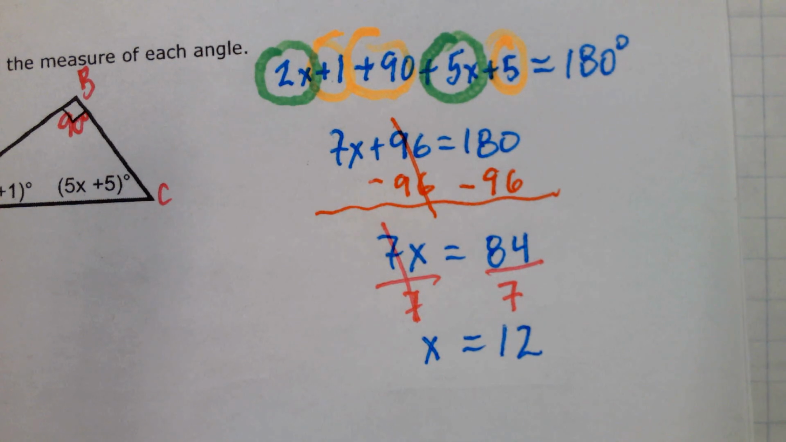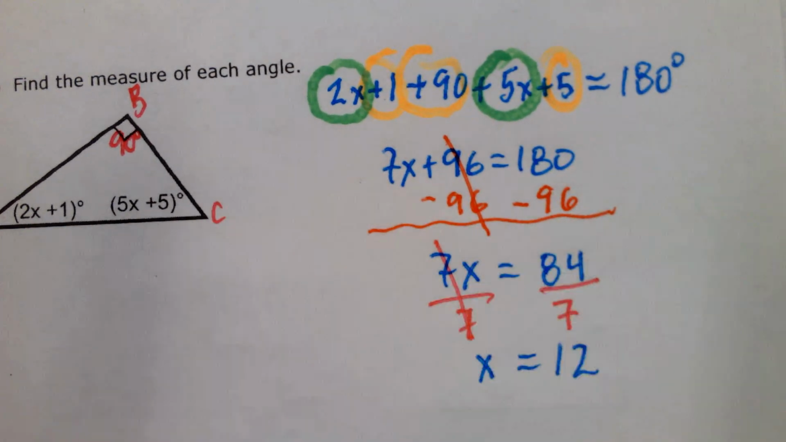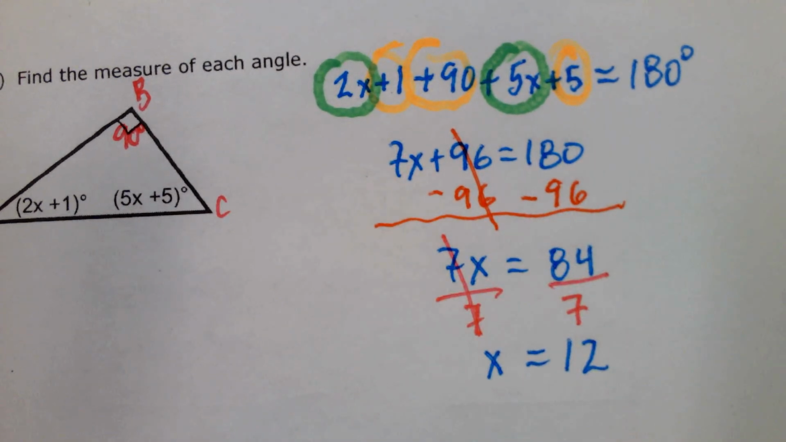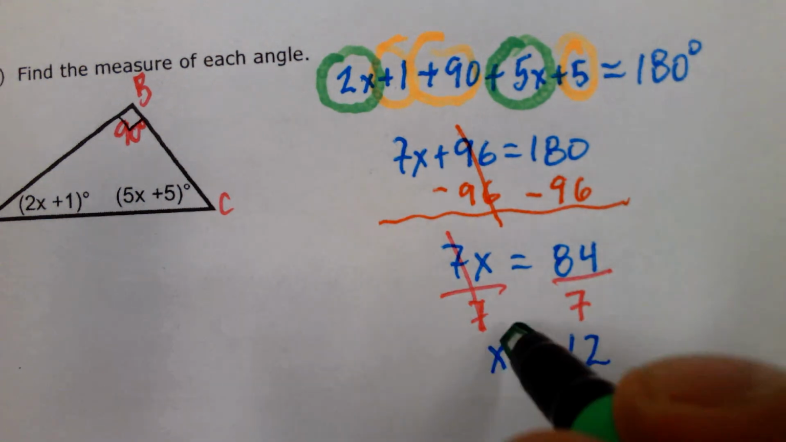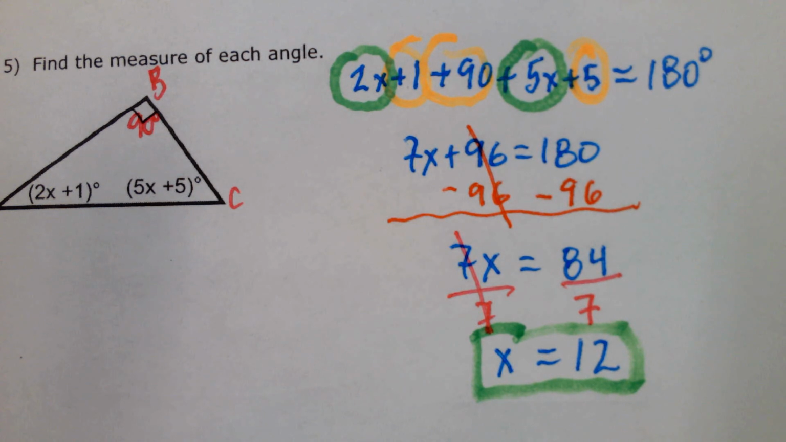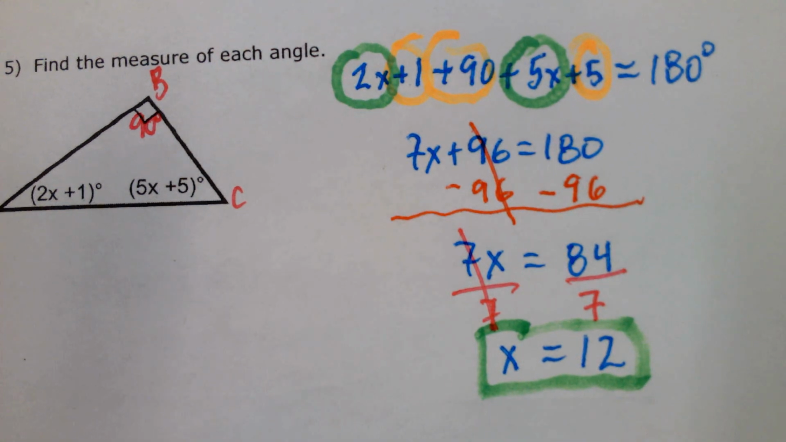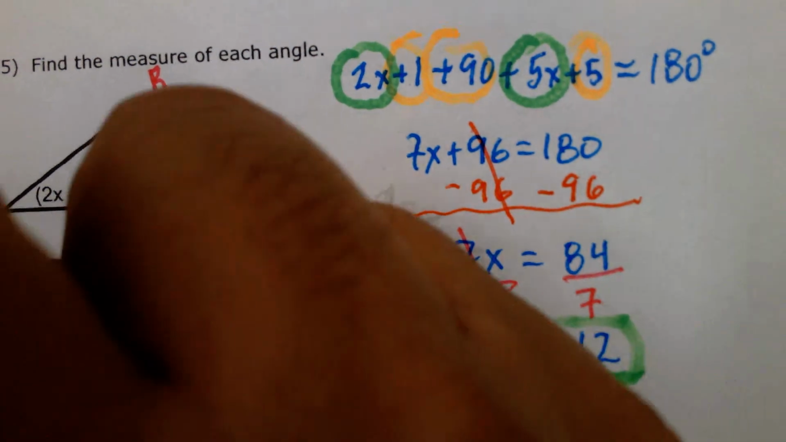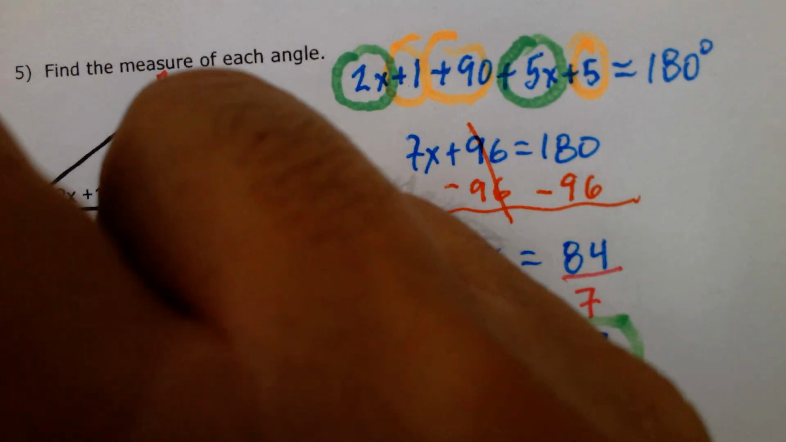So we figured out x. Is that what we wanted? Well, that's getting us there, but it's not quite complete. We want the measure of each angle. But it's going to get us there. Because now we know x in each of our expressions is 12. So let's start with angle A. Measurement of angle A.